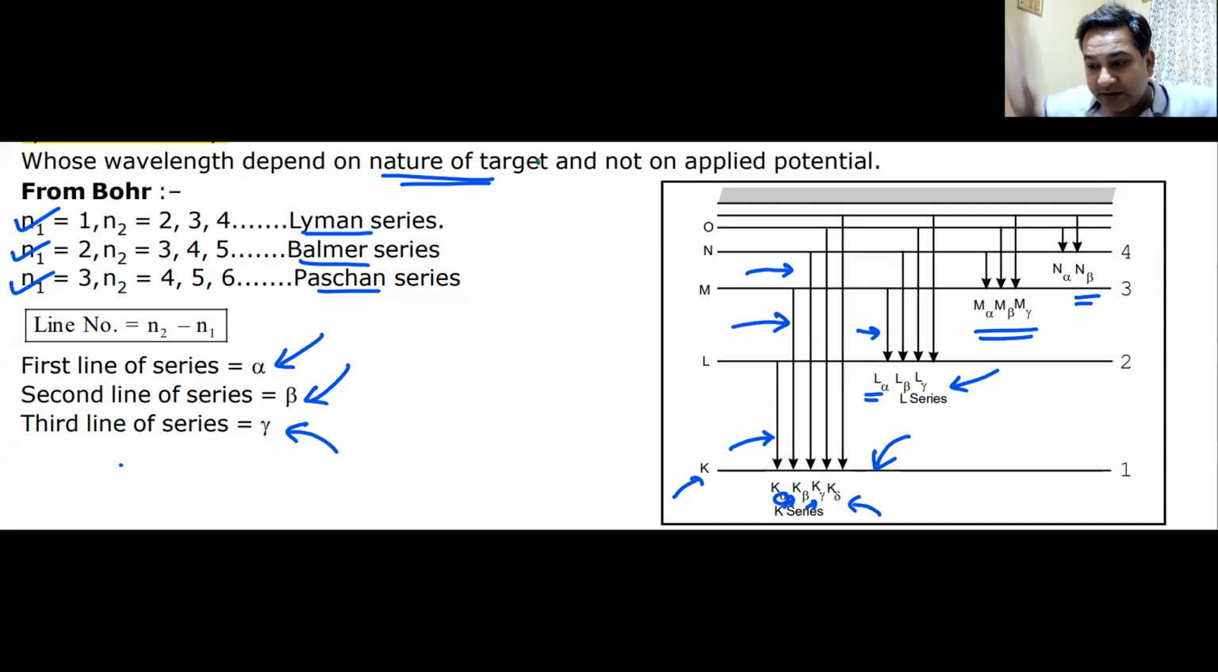Yes, sir. Can I have some raise hand that we understand this? Girls, do we understand this? Okay. That is all about alpha, beta, gamma, K series, L series, M series, N series, and so on. This is all that you need to know and remember.